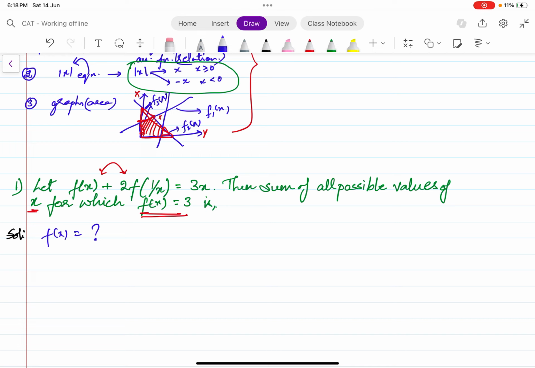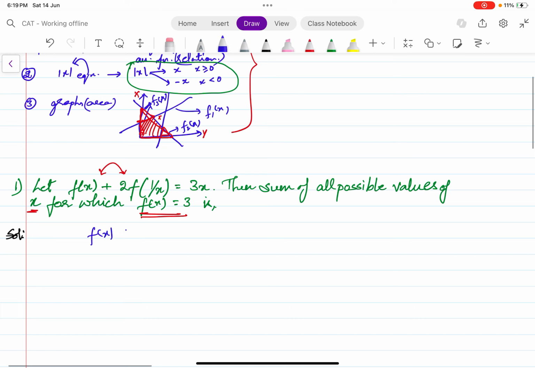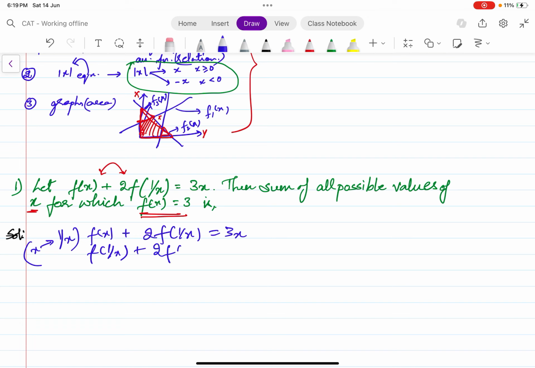I'll give you guys some time, pause the video, solve it on your own, and then come back and see if the answer matches. As soon as you see f of x and then f of 1 by x, your immediate thought should be, let me replace. So this is your original function, f of x plus 2 into f of 1 by x is equal to 3x. Then immediately you should be like, let me replace x with 1 by x. So what is going to happen? You will get f of 1 by x plus 2 times f of x, is equal to 3 by x, correct?